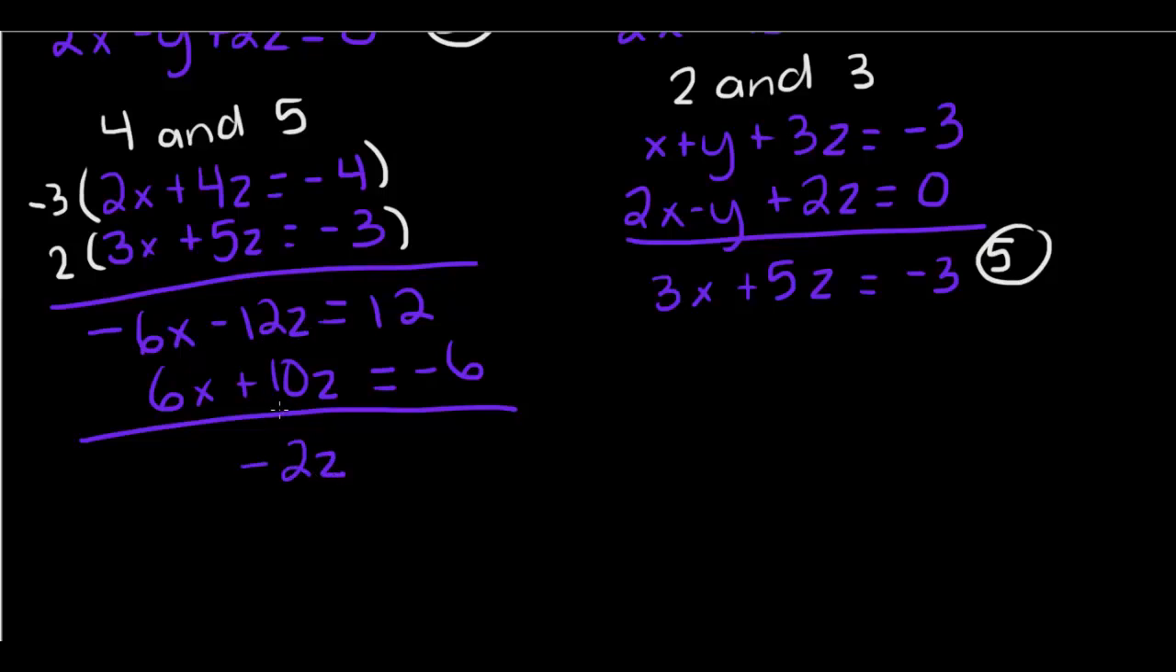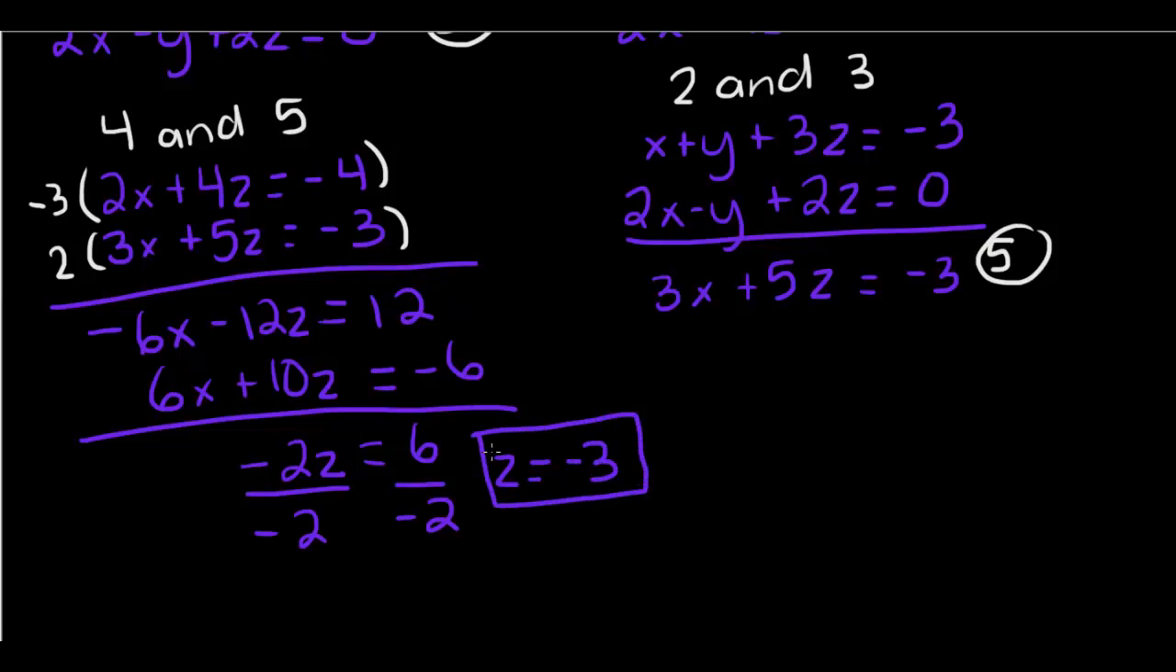Remember, when the signs are different, you find the difference between the two numbers and you keep the sign of the higher number. 12 minus 6 is 6. We divide both sides by -2. So that's going to give us z equals -3. That's our first answer.